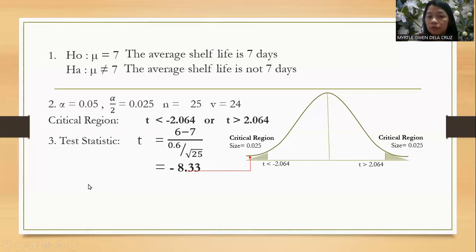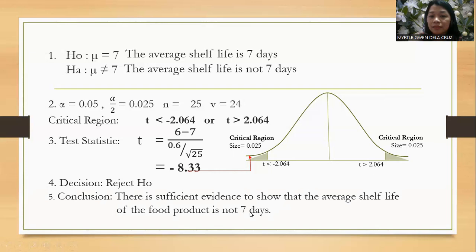So for our decision, we reject our null hypothesis. And after this, we need to have a conclusion. Since we rejected the null hypothesis, there is sufficient evidence to show that the average shelf life is significantly not 7 days. Okay, there's sufficient evidence to show that the average shelf life of the food product is not 7 days. Or is not significantly equal to 7 days.